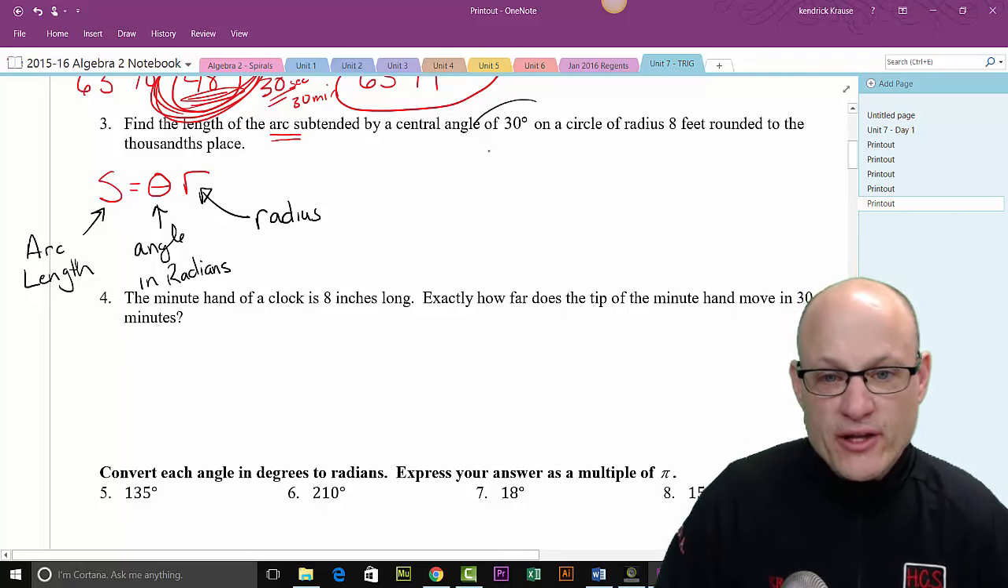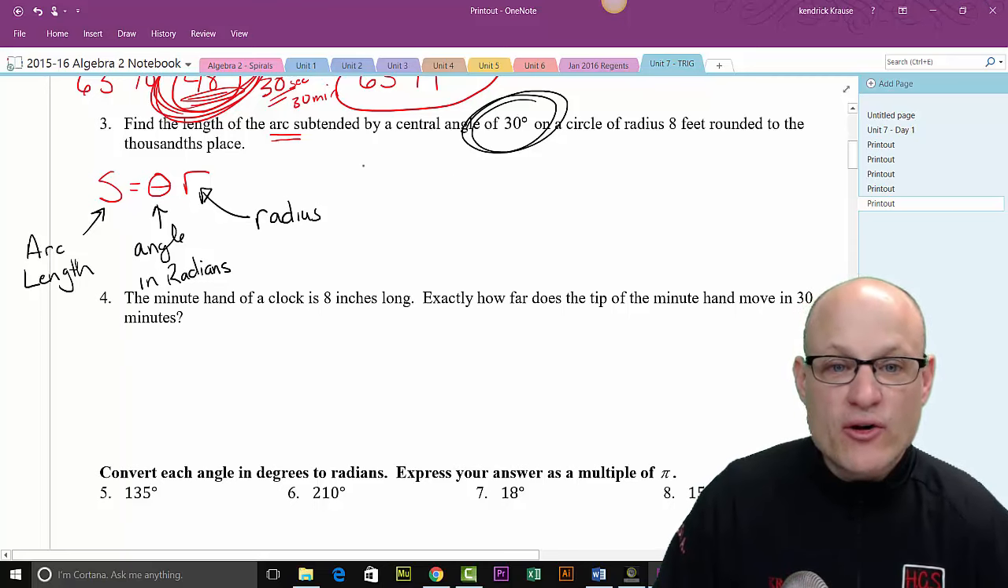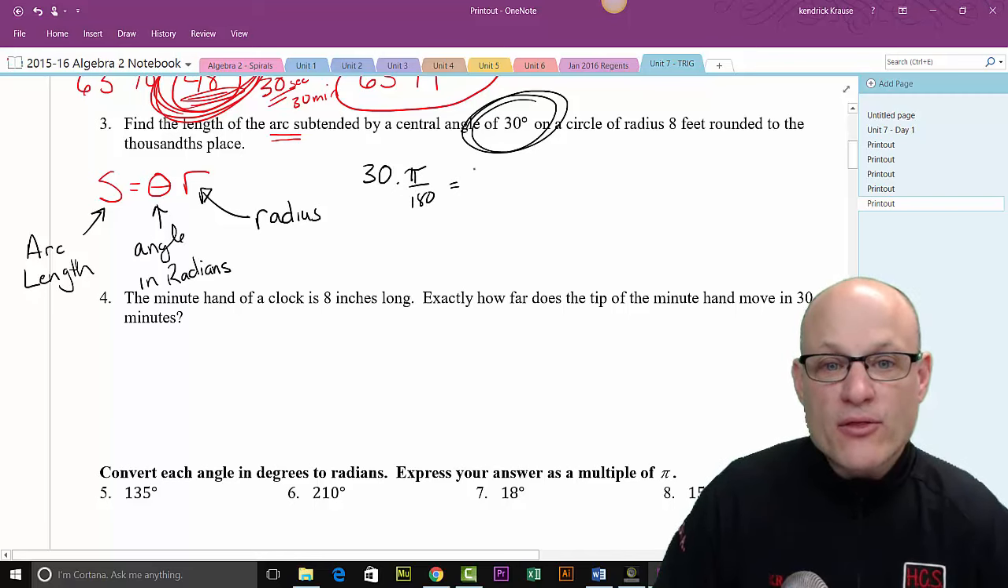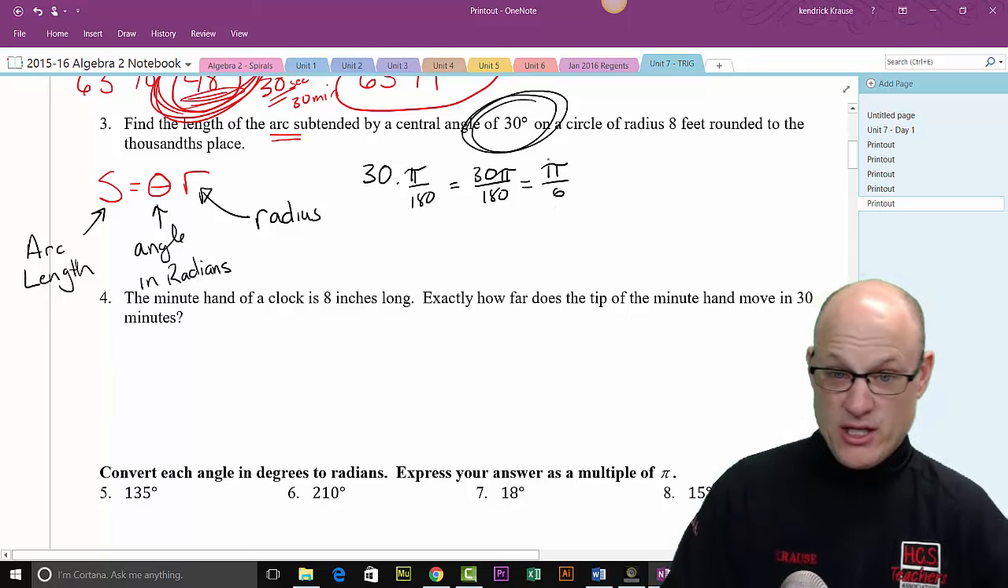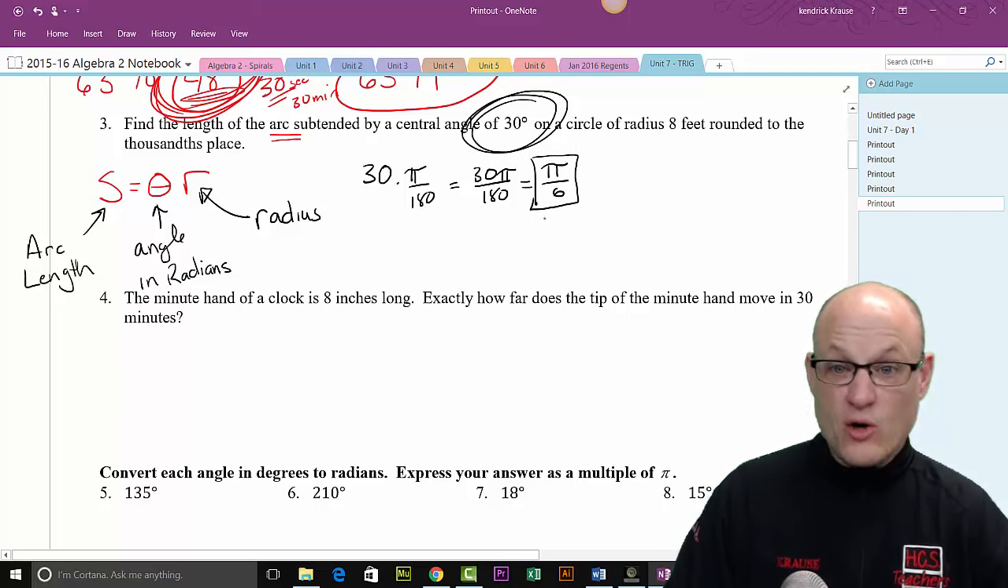So as soon as I see this, I'm like, well, I can't use that. That's not going to work. Let's convert it. 30 degrees, I've got to multiply by pi over 180. You end up with 30 pi over 180. And if you put the 30 over 180 in your calculator, it would tell you 1/6. So the angle that we have to use is pi over 6.